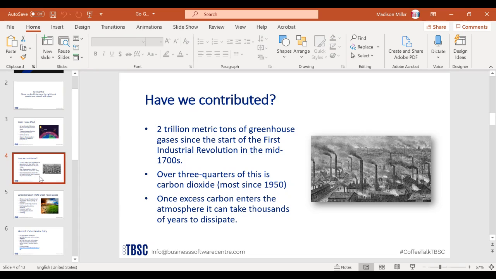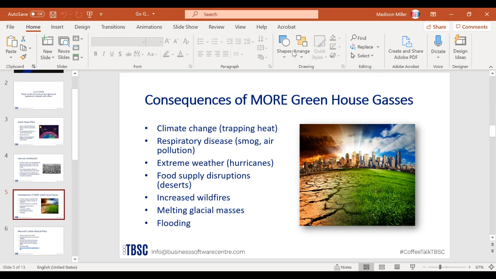Now what happens is when this excess carbon enters the atmosphere, it can take thousands of years to dissipate. So it's pretty dangerous because whenever this gets trapped, there are consequences to what we're putting out into the environment.